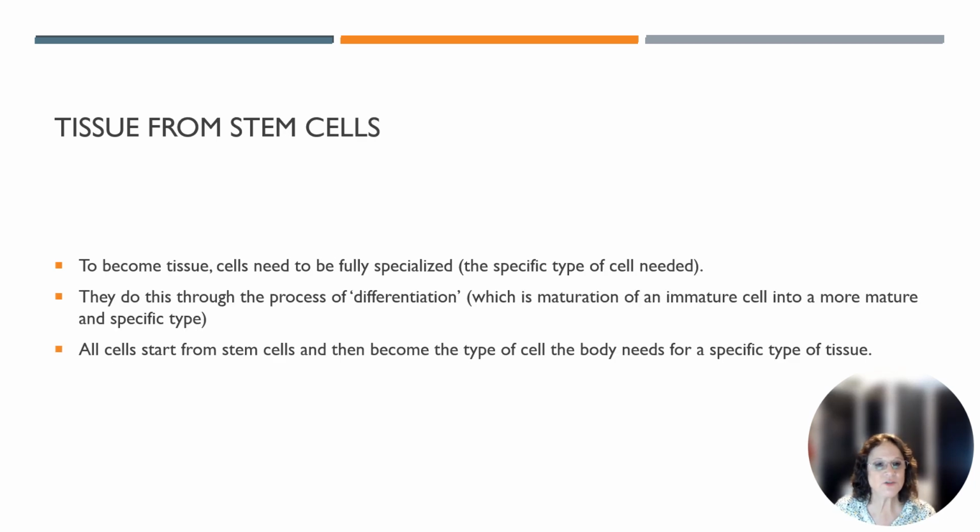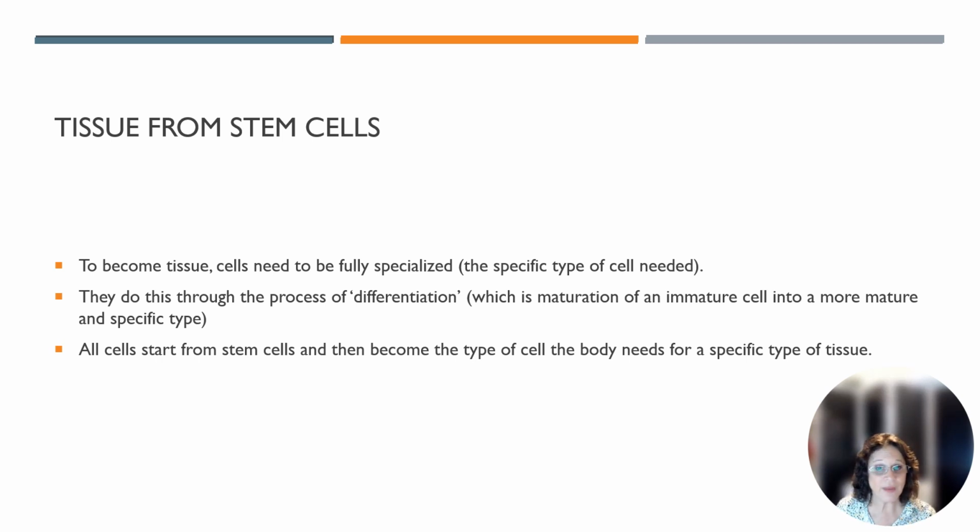So how tissues form is initially from stem cells, and there's different types of stem cells, and yes, I want you to know what they all are. So to become a tissue, the cells have to be fully specialized. They need to become the type of cell that tissue needs, and they do this through the process of differentiation. Differentiation means maturation of an immature cell into a more mature and specific type.